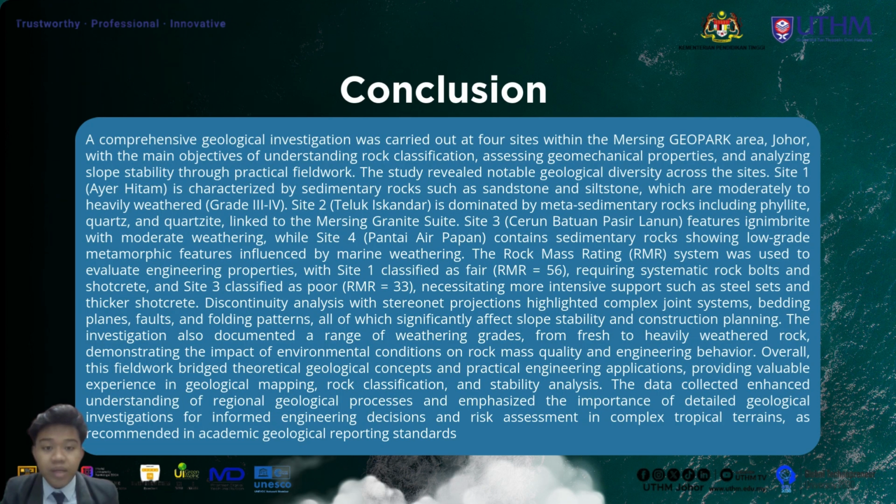For the conclusion part, in this study, we investigated four sites within the Mersing Geopark to understand rock types, geomechanical properties, and slope stability. Site 1 had weathered sandstone and siltstone, while Site 2 showed meta-sedimentary rock linked to the Mersing granite suite. Site 3 featured ignimbrite, and Site 4 had sedimentary rock with signs of low-grade metamorphism. Using the rock mass rating system, Site 1 was classified as fair, RMR 56, and Site 3 as poor, RMR 33, each requiring different levels of slope support.